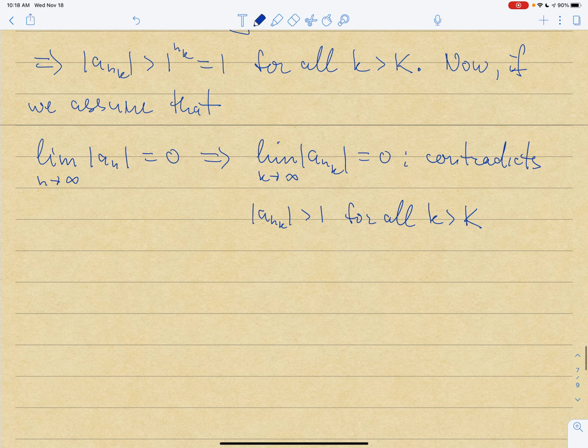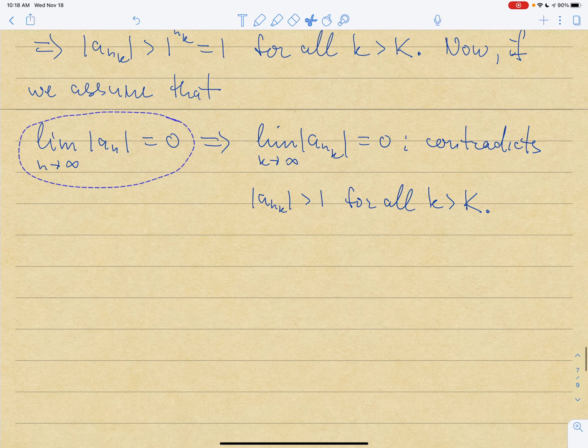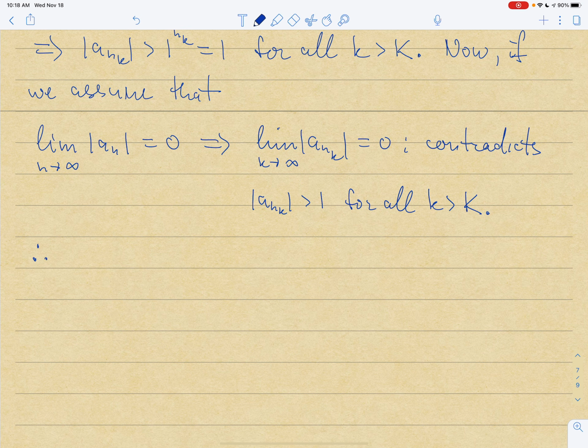So again, if the limit of a_n is equal to 0, then the limit of a_{n_k} must be equal to 0 for all subsequences, in particular for that subsequence that I chose up here. But for that subsequence, I know that the magnitude of a_{n_k} is greater than 1 for all k bigger than capital K, so the limit cannot be equal to 0. Which means that this assumption is not true. So therefore, I can conclude that the limit as n goes to infinity of absolute value of a_n cannot be equal to 0. But that, by the test of convergence, means that the series, n from 0 to infinity, of absolute value of a_n cannot converge, so it means that this guy should diverge.